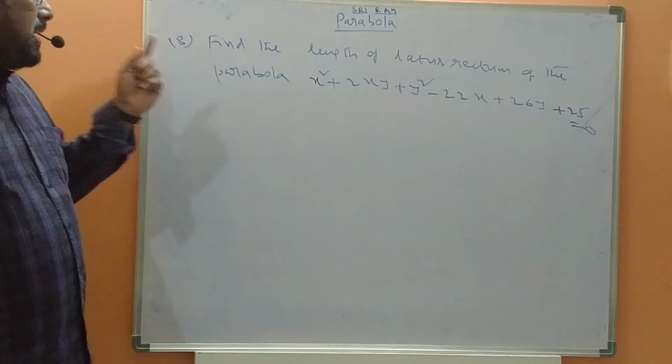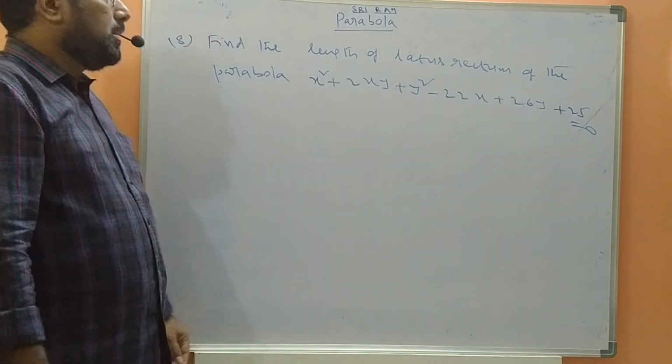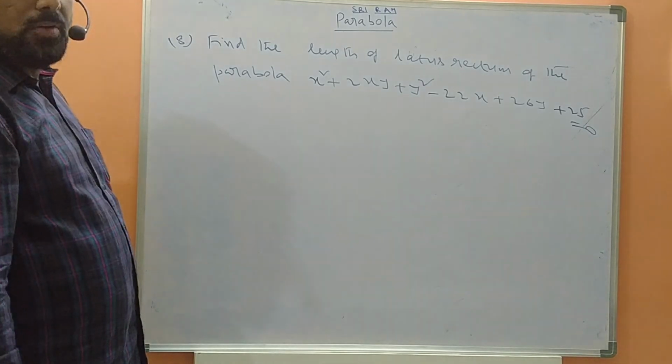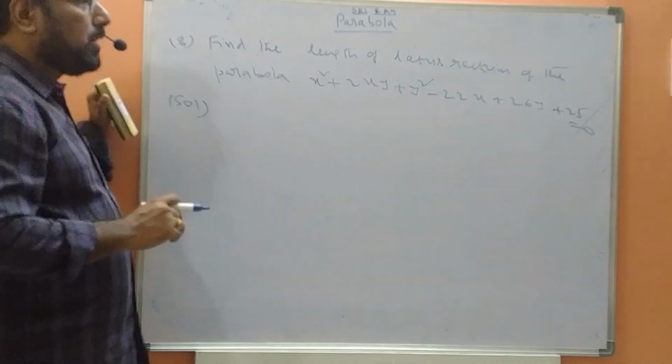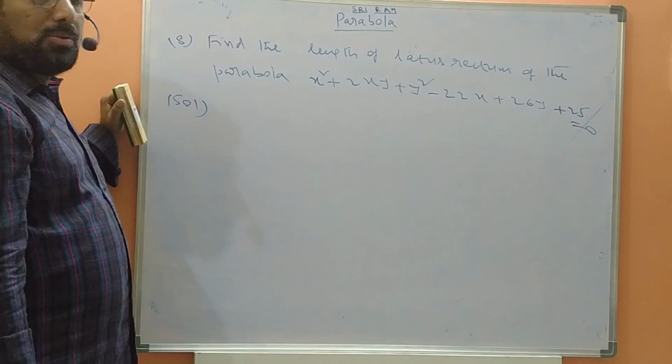Now 8th problem is find the length of lateral rectum of the parabola x square plus 2xy plus y square minus 22x plus 26y plus 25 equal to 0. So first of all you have to convert into the form of y square equal to 4x. Then we can find the length of lateral rectum, that is equal to 4a.